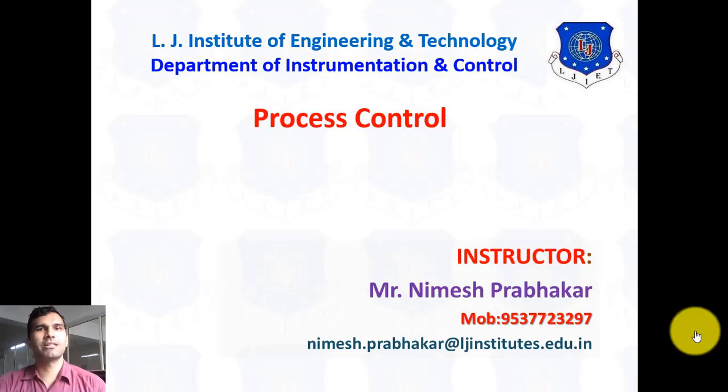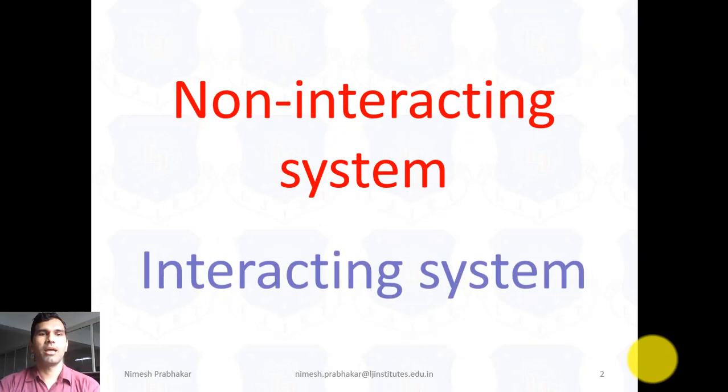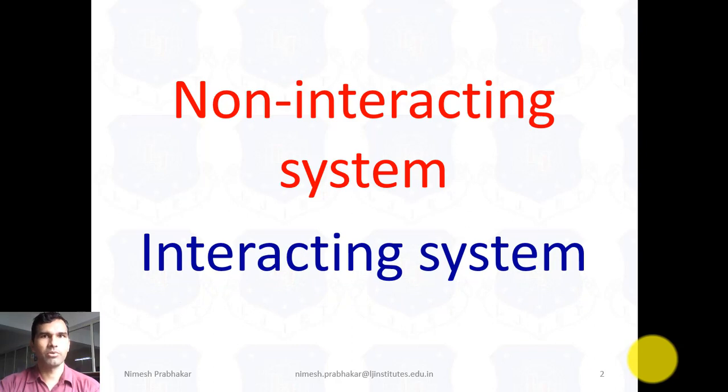In my previous lecture, I discussed the second order system. In that lecture, we discussed what a second order system is, and we saw one example of a second order system, like the U-tube manometer. Now in this lecture, we will discuss the non-interacting system and the interacting system. What is a non-interacting system, and what is an interacting system? We will discuss this in this lecture.